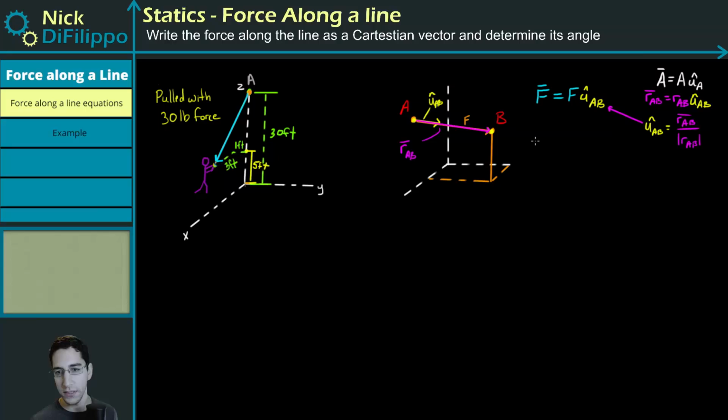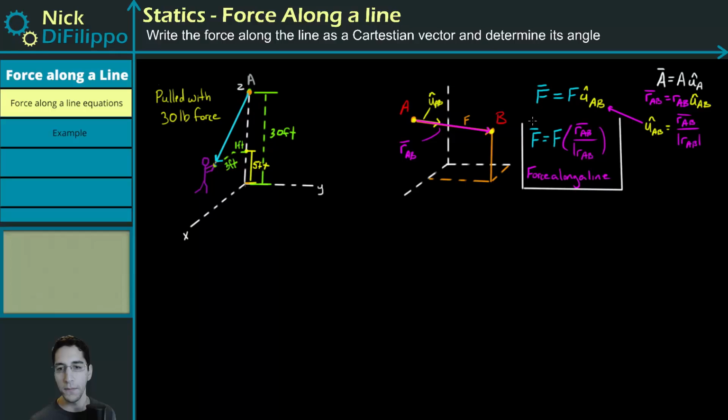So our force, and this is a vector, is going to be equal to the magnitude of our force times the position vector, RAB, divided by the magnitude of that position vector. And this is the equation that we'll use to figure out the force along a certain line. So this is going to be the force along a line. And now I want to solidify this with an example.